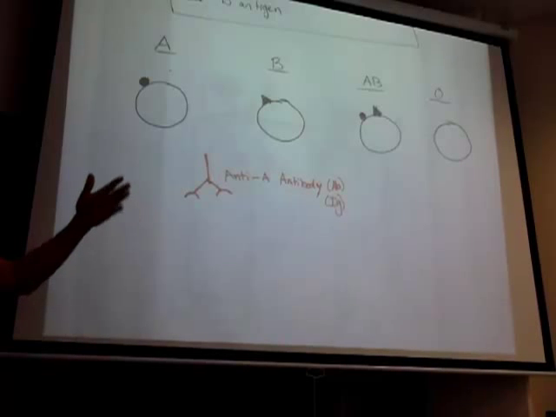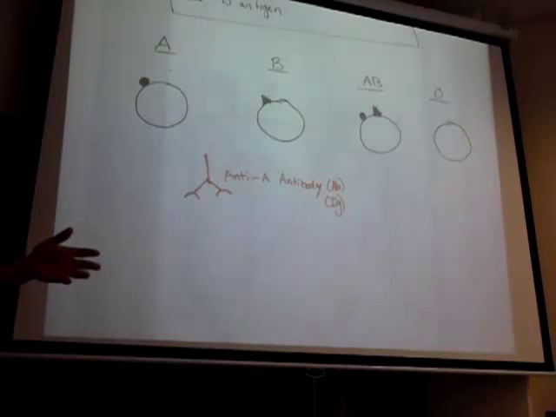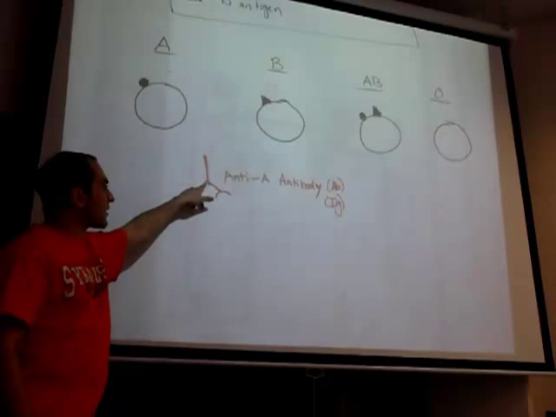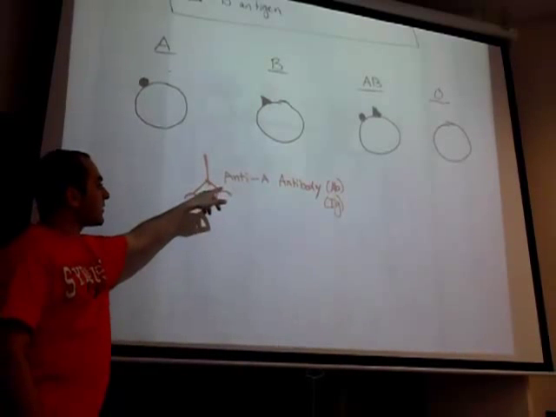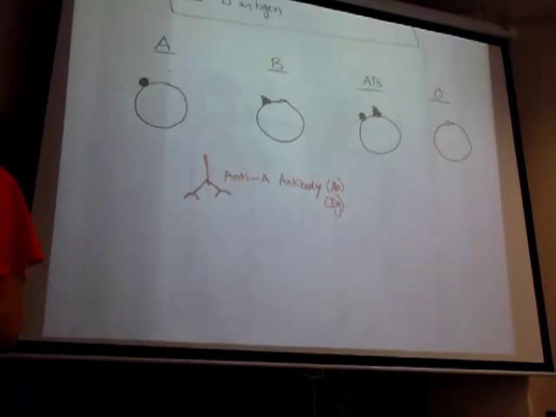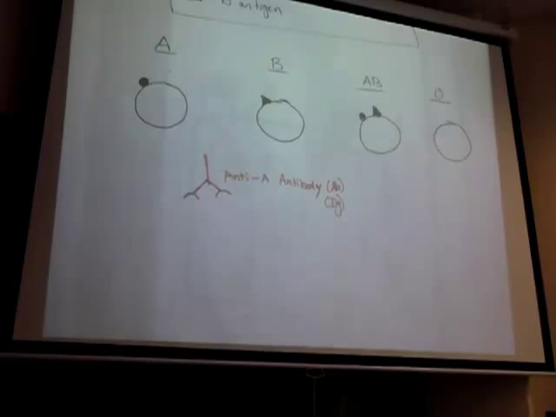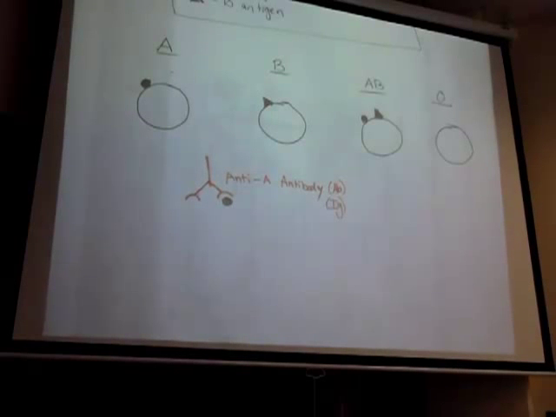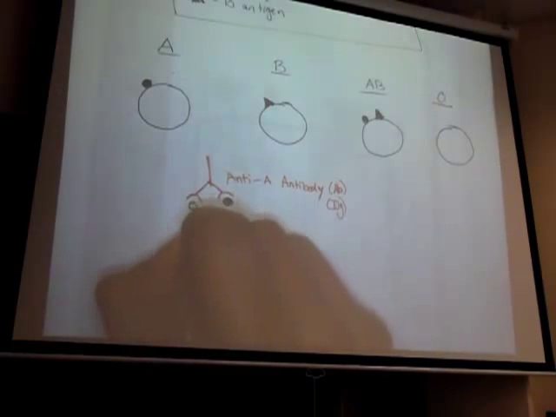Yeah, there's different types of immunoglobulin. There's five: M, A, G, D, and E, but we'll talk about that later. So, when we're talking here about this antibody, this is an anti-A antibody, because what's going to happen is it's going to find an A antigen and it's going to bind to that A antigen. And it will bind to it here.